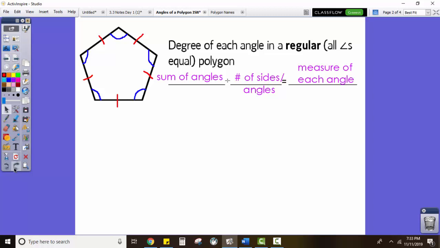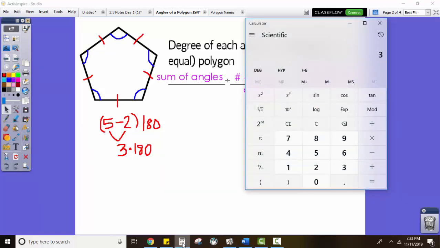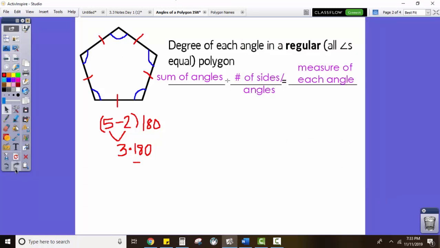So to find the total degrees, I take my 5 sides and subtract 2. Then I'm going to multiply that by 180 degrees. So 5 minus 2 is 3, and 3 times 180, I use my calculator, equals 540 degrees. So what this tells me is that there's a total of 540 degrees in the pentagon, which we've kind of already looked at because we've worked with the pentagon before.